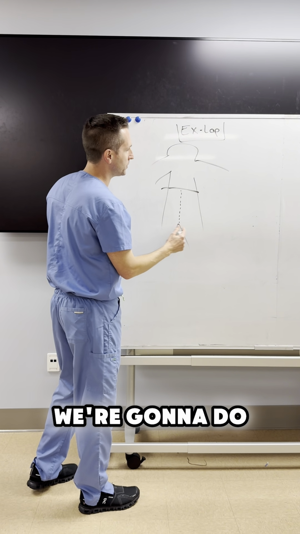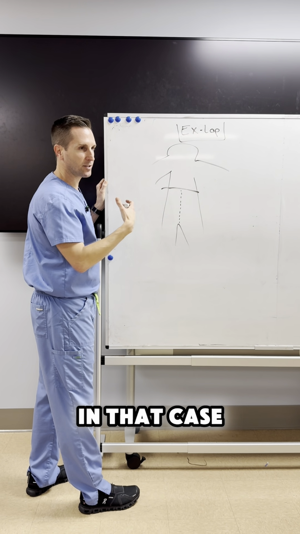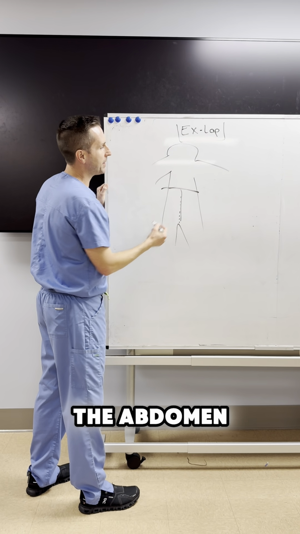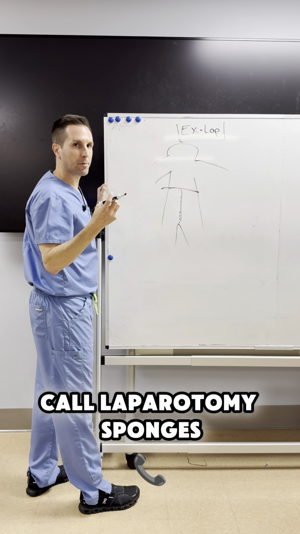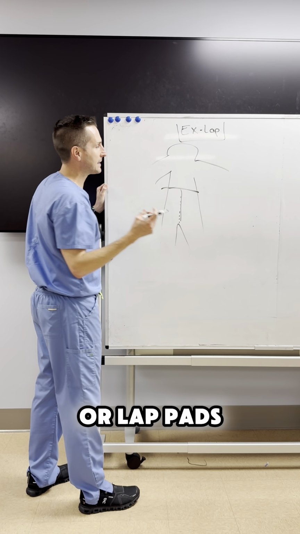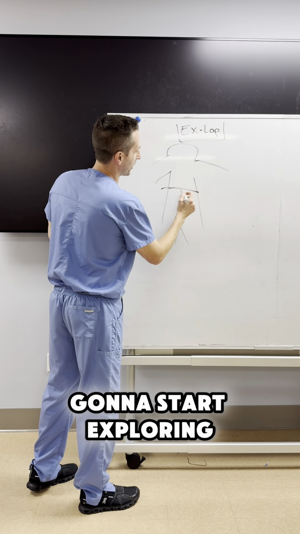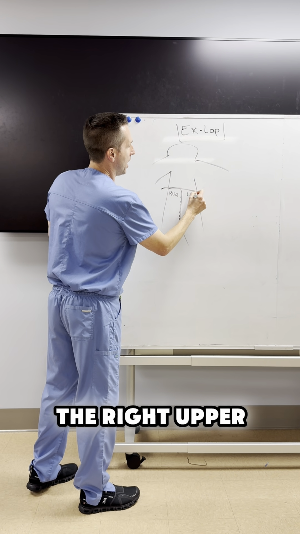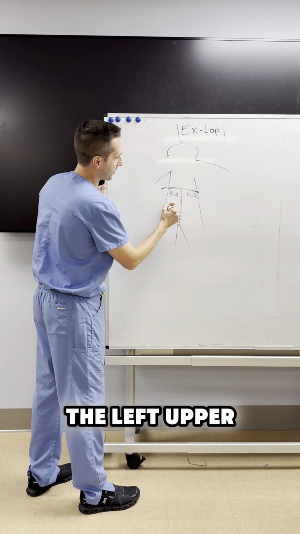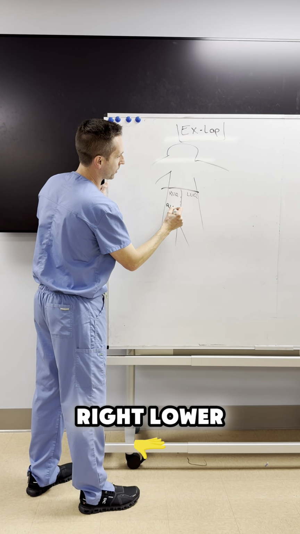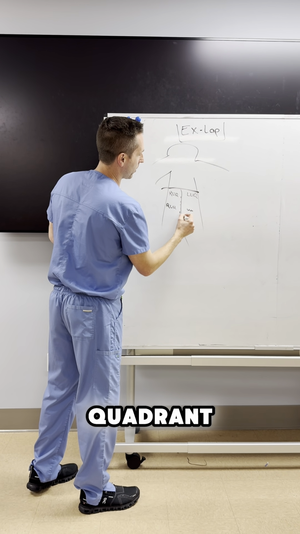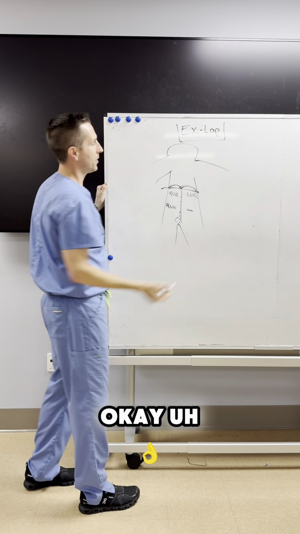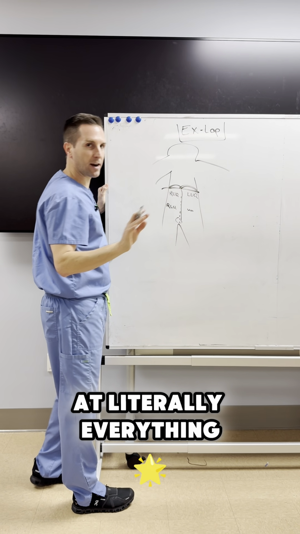And what we're going to do is, in that case, most likely there's going to be bleeding. So immediately when we enter the abdomen, we're going to take what we call laparotomy sponges, or lap pads, and we're going to start exploring all of the areas of the abdomen. We're going to explore the right upper quadrant, the left upper quadrant, the right lower quadrant, the left lower quadrant, the pelvis. We're going to look at the diaphragm here, okay? We're going to look at literally everything.